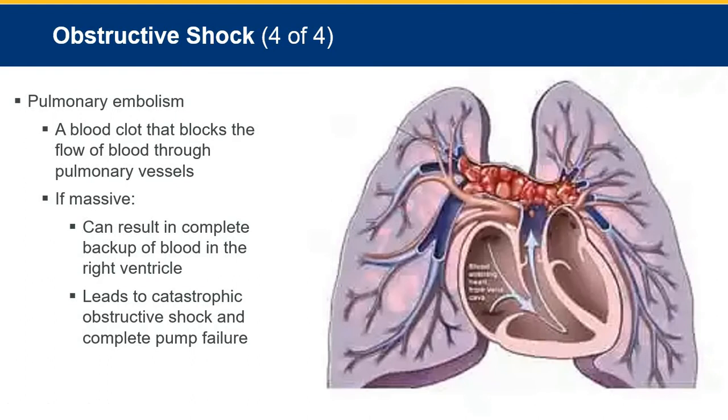Think about what's going to happen. You may have blood that comes back to the heart, but no blood can actually get into the lungs and come back to your left ventricle here. So your left ventricle is going to be trying to pump, but no blood is actually coming back through. That's called a massive pulmonary embolism, what we call a saddle embolus here. So this clot is literally obstructing blood return to your left ventricle, which is why it's going to be an obstructive shock.